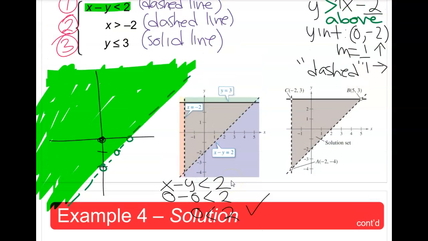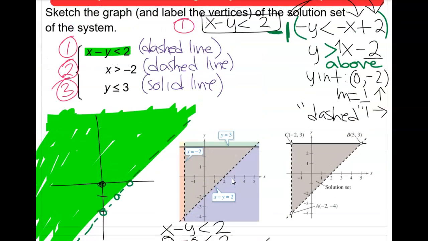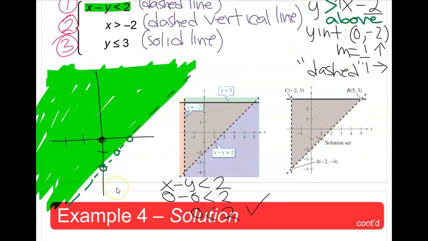Okay. Now the next line is going to be dashed, but it's also going to be vertical. So it's a dash vertical line or vertical dash line. So that one's going to be pretty easy. And it's going to just go across negative 2. So that's negative 1, negative 2. And again, we have to draw it not solid, dash, or dotted, whatever you want to do.